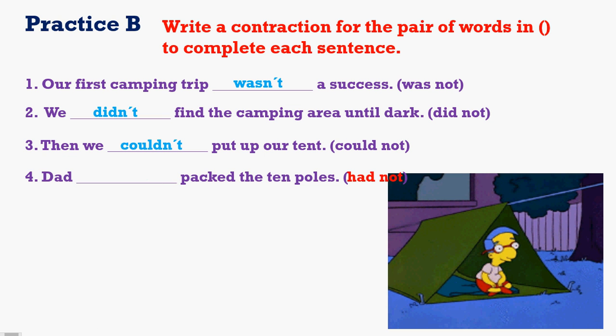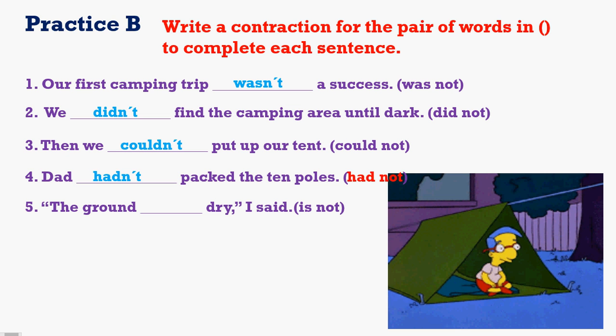Let's continue with number 4. Dodd packed the tent poles. The contraction for had not is hadn't. Repeat with me. Hadn't. Number 5. Number 5 says, the ground, dry. I said. The contraction for is not is isn't. Isn't. Repeat with me. Isn't. Perfect.